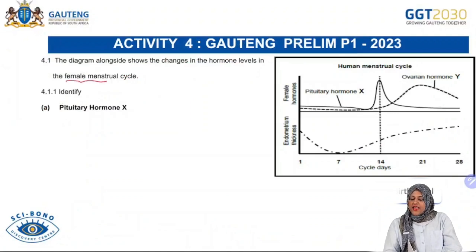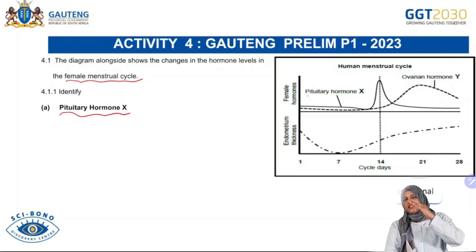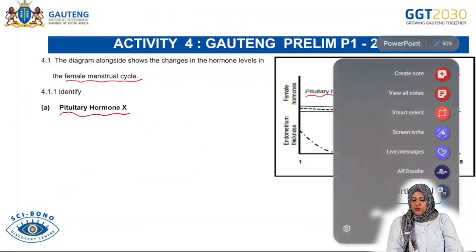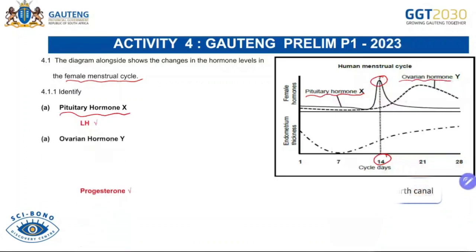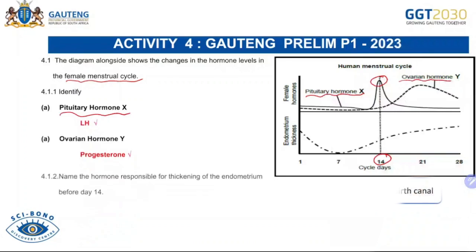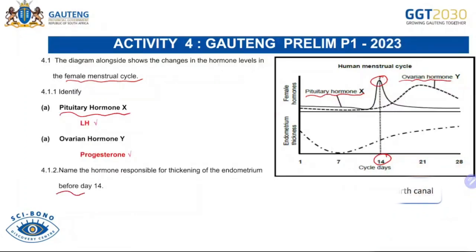Then we look at the ovarian hormone Y. We're saying it's ovarian, and you can see that it is increasing after day 14. So it must be coming from the corpus luteum. Therefore, it must be progesterone. Name the hormone responsible for thickening of the endometrium before day 14. And that has to be the hormone that builds the endometrium, remember? So that is estrogen.